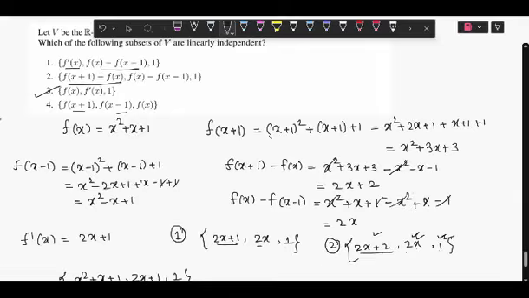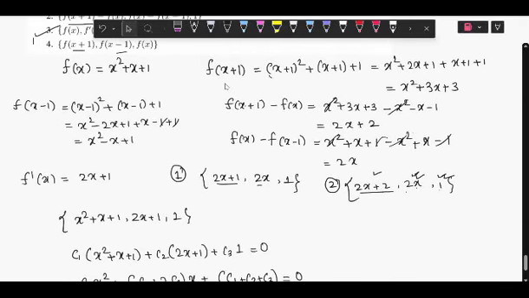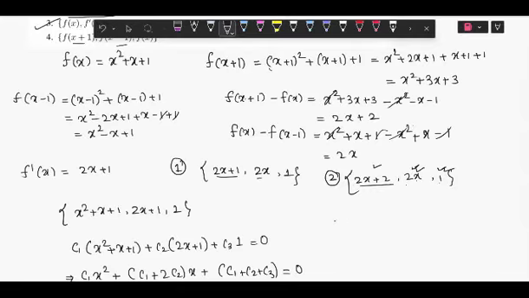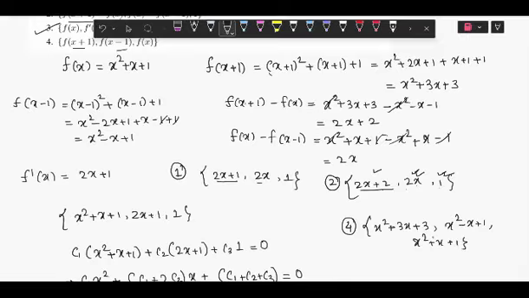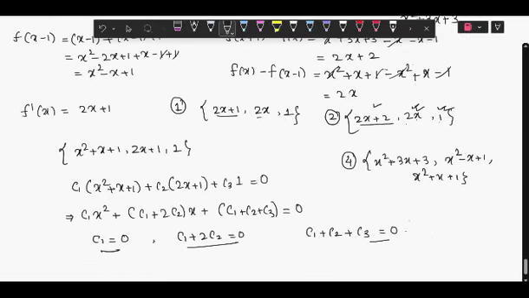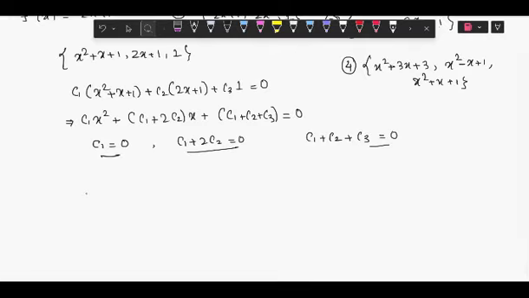Now let's move on to the last option, option 4, where we have to verify this set. I'm just writing on the right hand side. This set is f of x plus 1, which I have calculated as x square plus 3x plus 3. Then f of x minus 1 is x square minus x plus 1. And then we have f(x), which is x square plus x plus 1. Again, whether this is linearly dependent or independent, वो ऐसे देख के नहीं बोल सकते. We need to consider their linear combination.